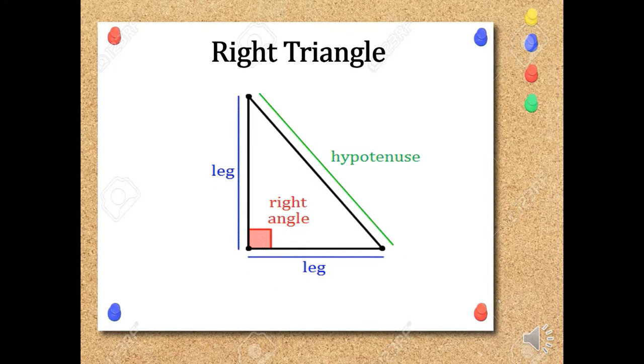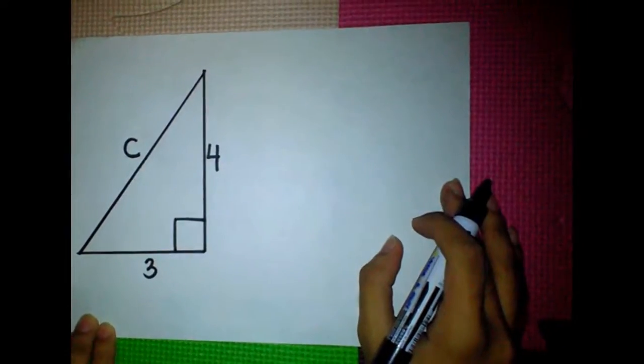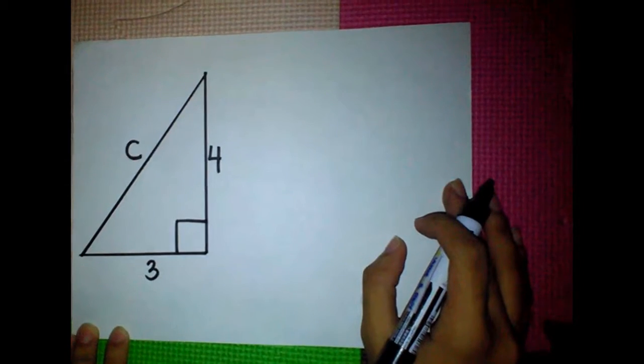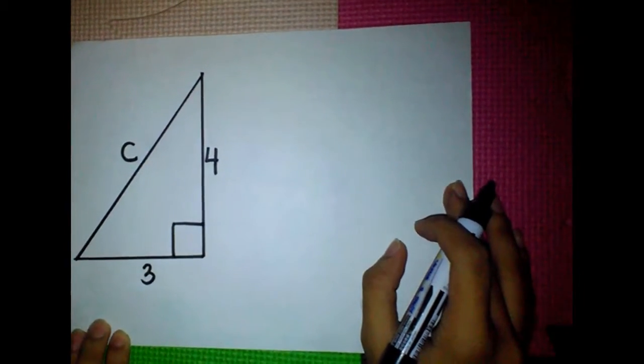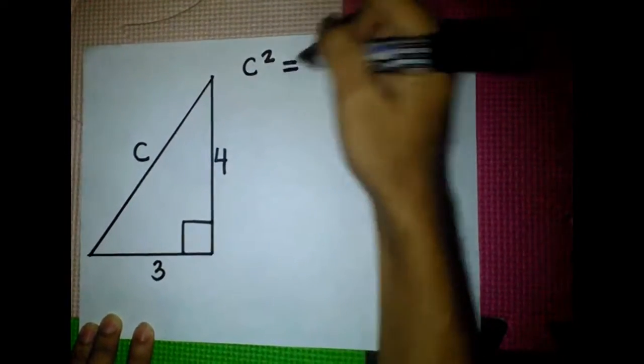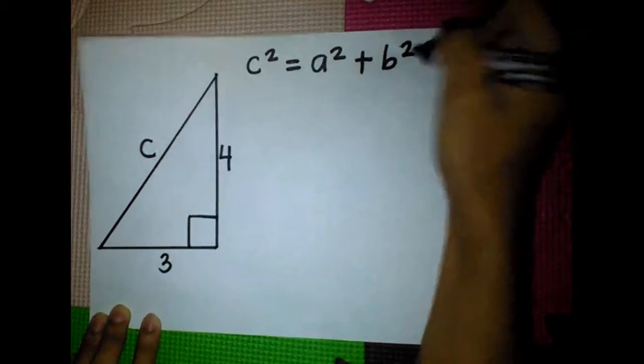So this is an example of a right triangle with a as the altitude, b as the base, c as its hypotenuse, and of course the 90-degree angle. So the first example is a triangle with legs 4 and 3 and the hypotenuse as the missing side. To find c, we will use the formula c squared equals a squared plus b squared.